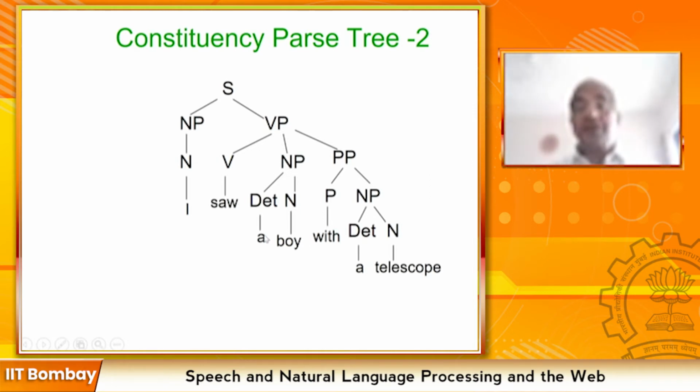Now, I saw a boy with a telescope. Both the meanings are probable: I have the telescope, or the boy has the telescope. But I saw the boy with a ponytail. Ponytail is a kind of hairstyle at the back of the head. Here, the ponytail is with the boy, because I cannot see something with a ponytail. A ponytail is not a seeing instrument. So there I would expect a different structure for I saw a boy with a telescope than for I saw a boy with a ponytail.